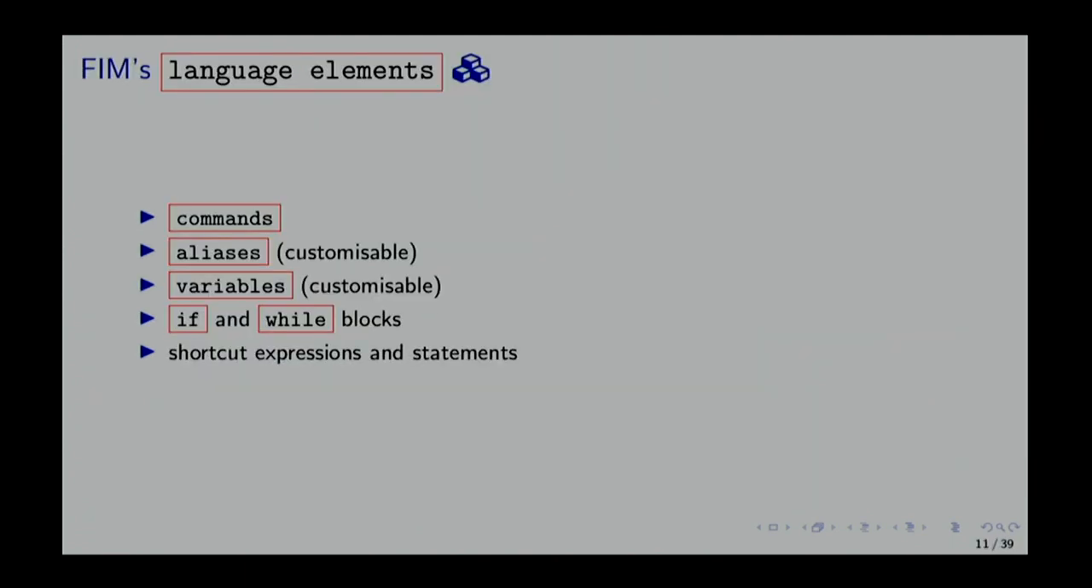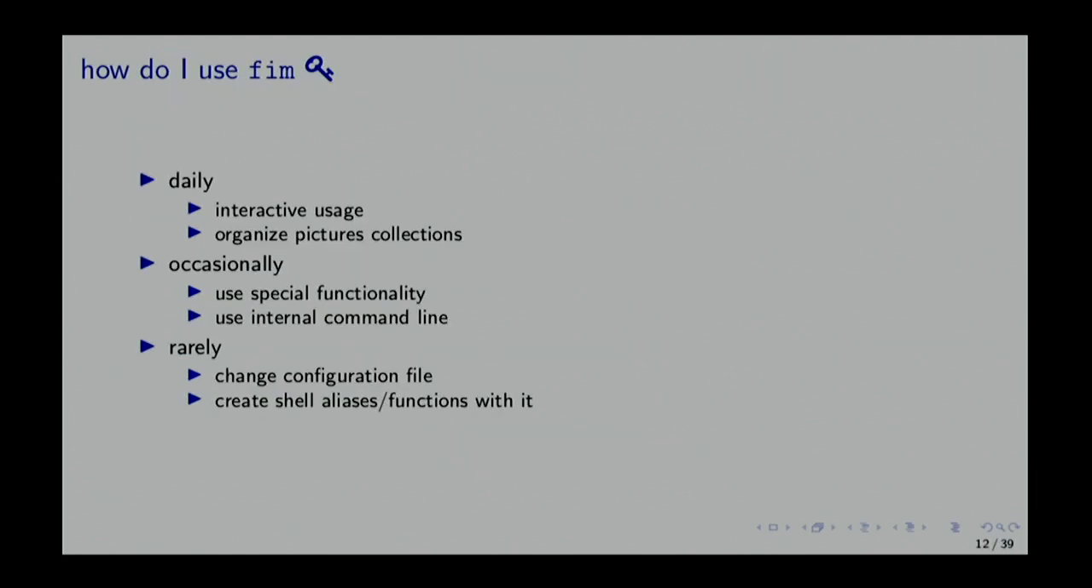The language elements of FIM are commands, aliases, which you can customize, variables, built-in or customizable, if and while blocks, so as to have a bit of control, and some special syntax like shortcut expressions or shortcut statements for some other precise things.